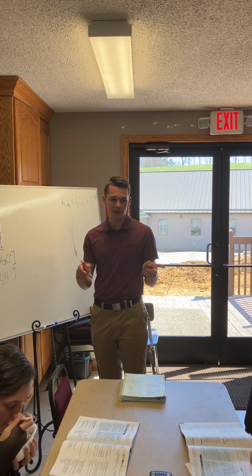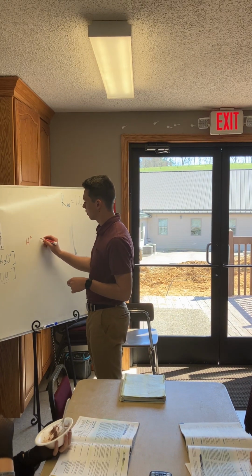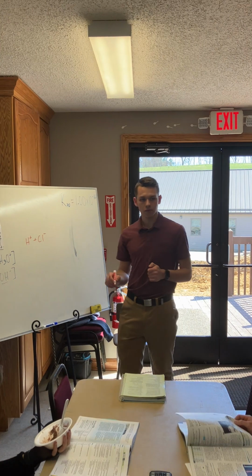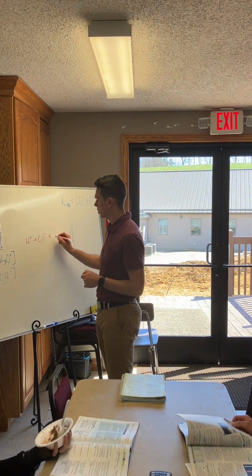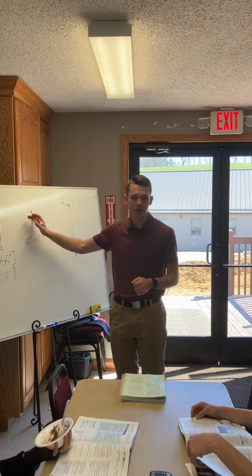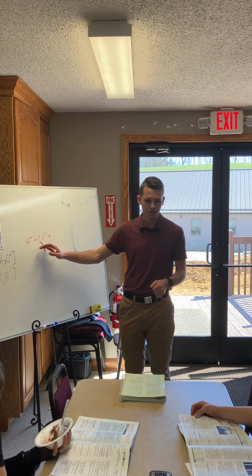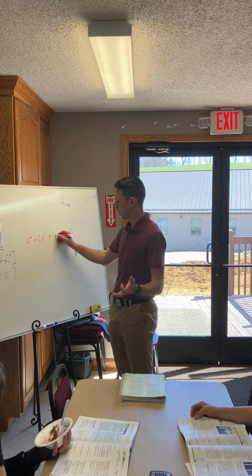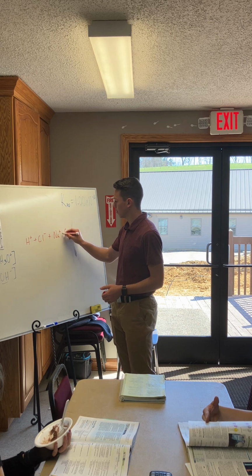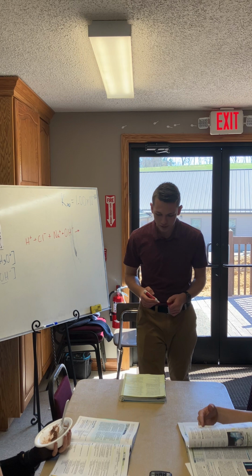Remember, they always put the cation first, the positive one first. So HCl splits into H positive plus Cl negative, plus NaOH, Na positive, OH negative, yields NaCl.